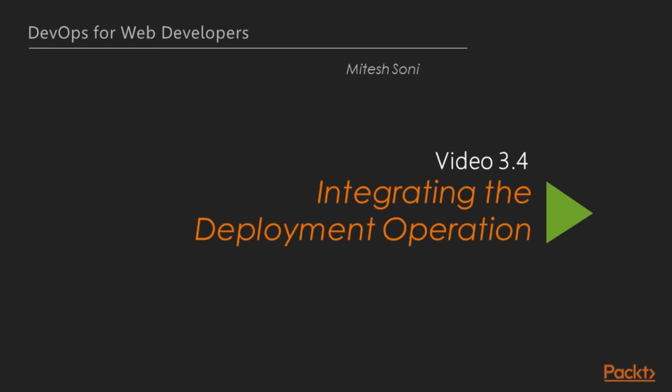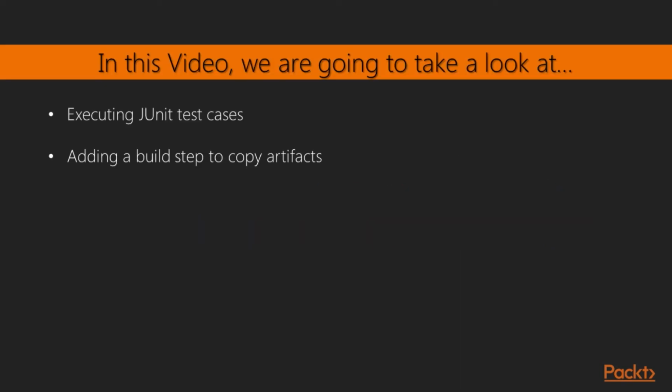Welcome to the last video of section 3. Integrating the deployment operations. In the previous video, we have learned how to use the build pipeline plugin. In this video, we will learn how to integrate the deployment operations. Till now, we have covered pipeline or orchestration of different tasks, and now let's integrate pipeline and deployment automation. By doing this, we will complete continuous integration and continuous delivery with orchestration.